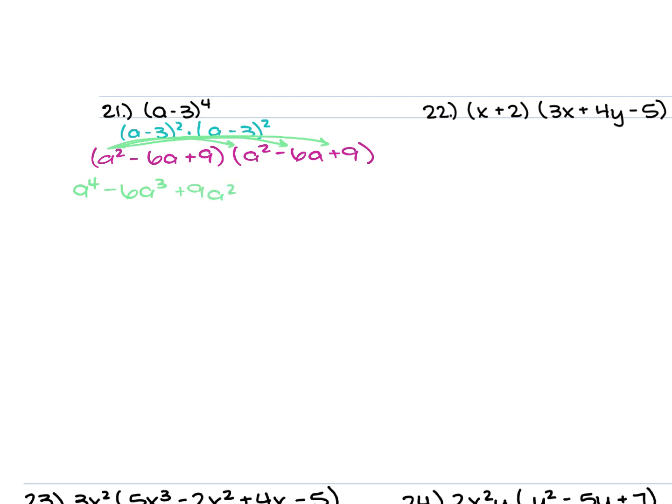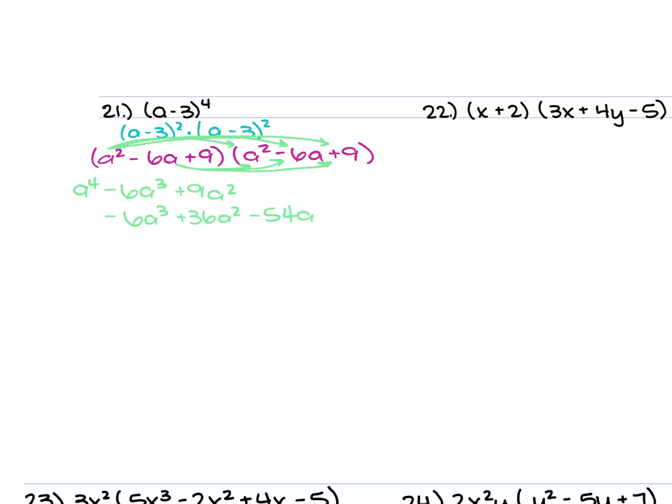Now you're going to distribute the negative 6a into the second set of parentheses. So it's going to be negative 6a times a squared, which is negative 6a cubed. Then negative 6a times negative 6a is a positive 36a squared. Then negative 6a times 9 is negative 54a.